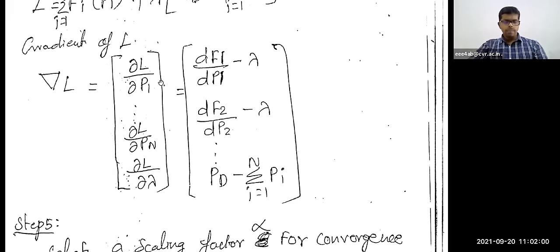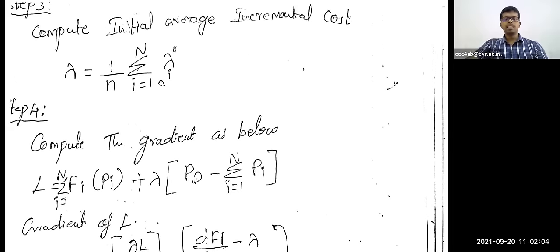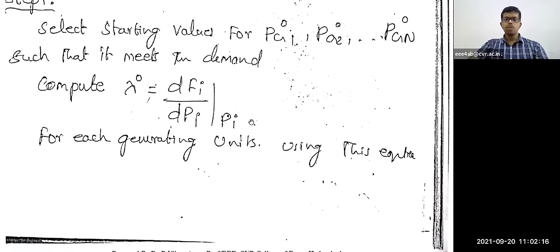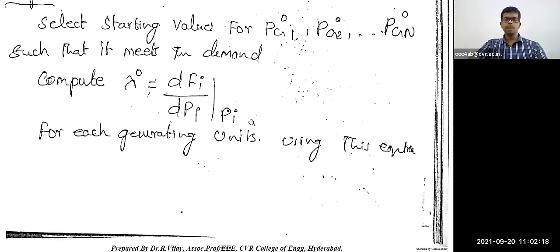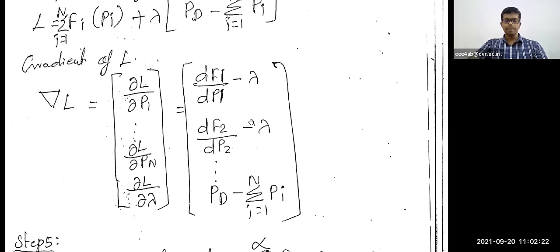In this gradient method, if you neglect step number 5, the scaling factor alpha, and the first step, selecting the starting values of PG1, PG2, PG3 up to PGN, which we have also taken into account, then there are only 4 steps. Within those 4 steps, you can find out the answer very easily.